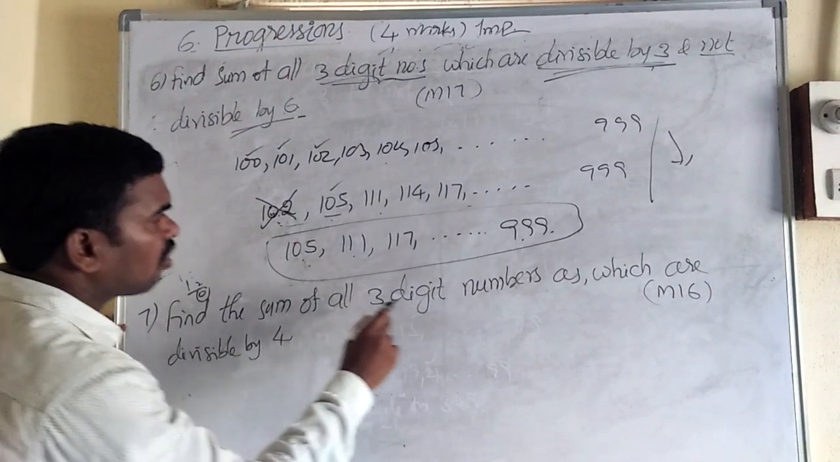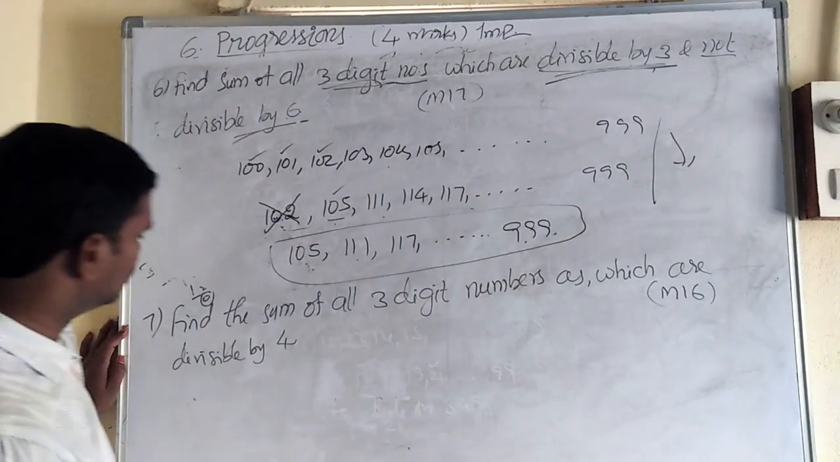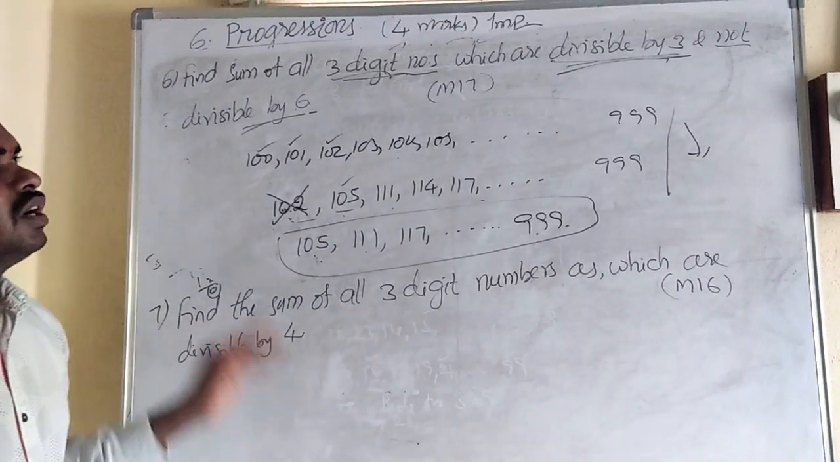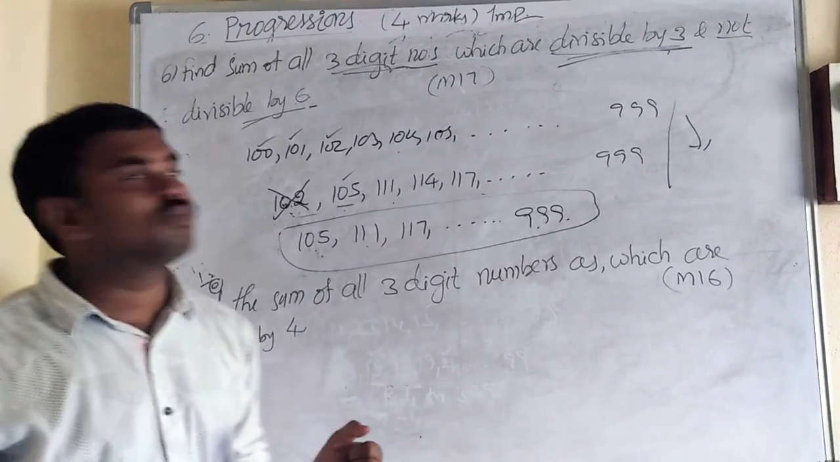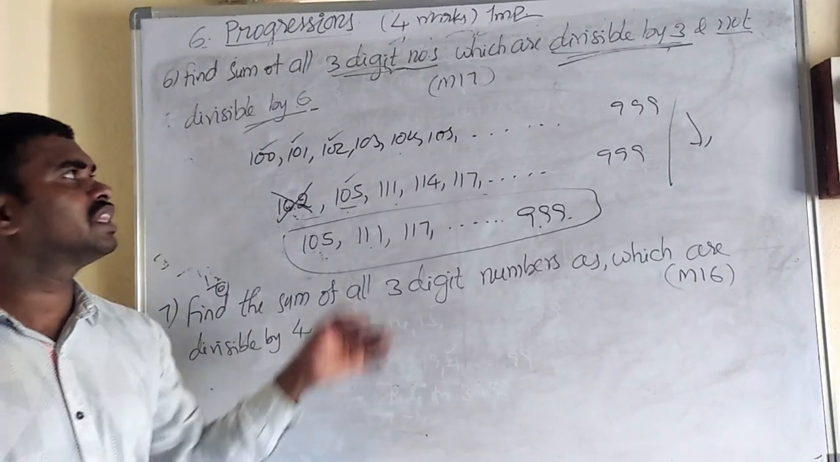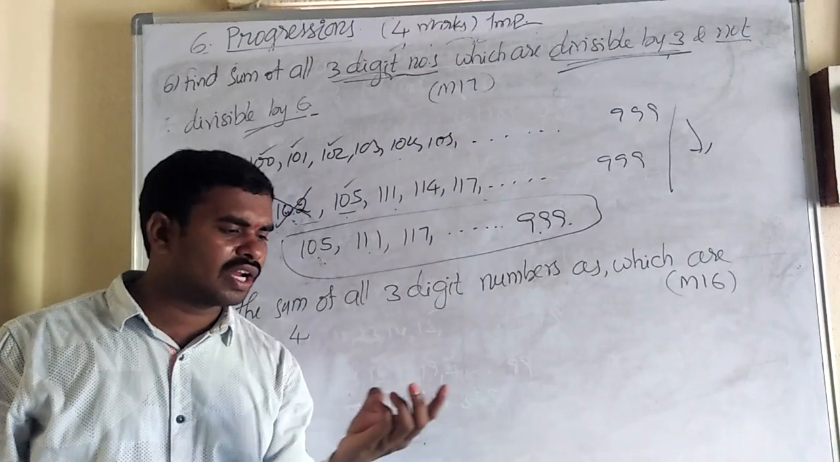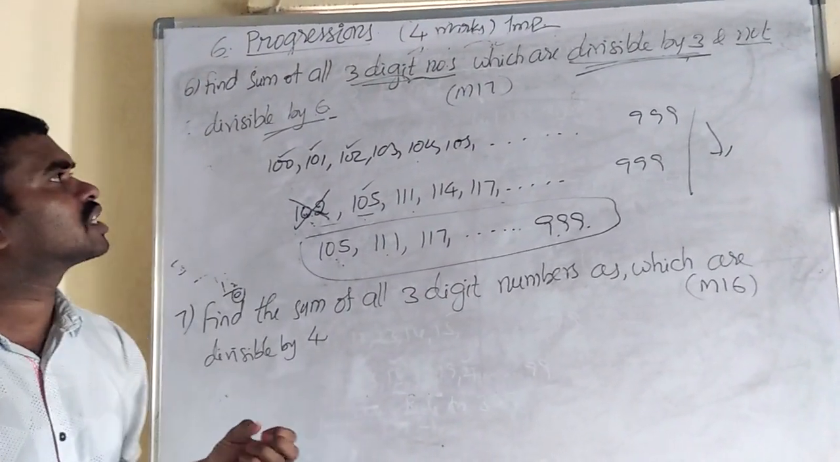Next: find the sum of all 3-digit numbers which are divisible by 4. Okay, do the problem in the same way. This is an important 4-marks question from progressions, along with the previous questions. I think this concept is very much enough. If you complete this, then you can go through the textbooks.